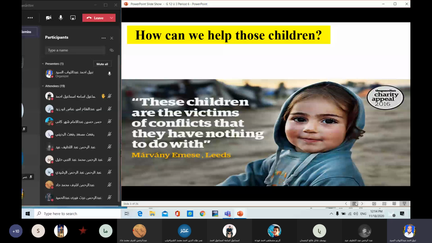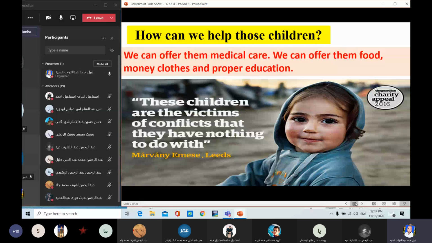Very good. So we can offer them medical care. We can offer them food, money, clothes, and proper education. We can build schools for them, or we can teach them if we have enough time. Okay, very good.